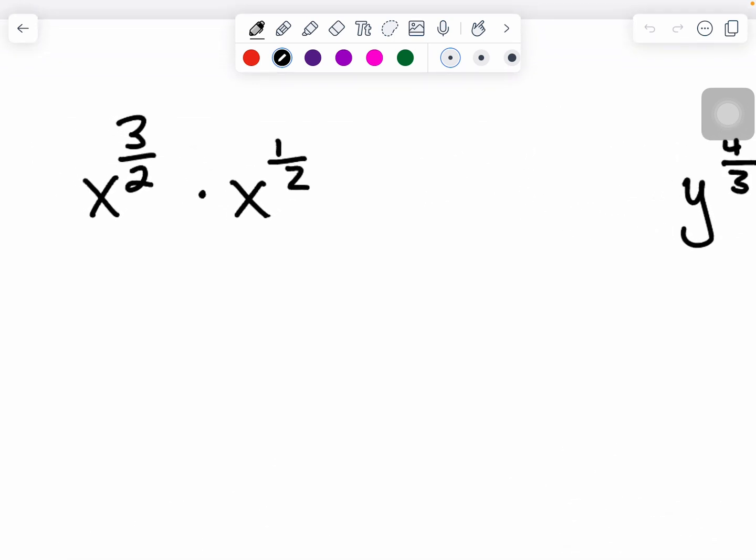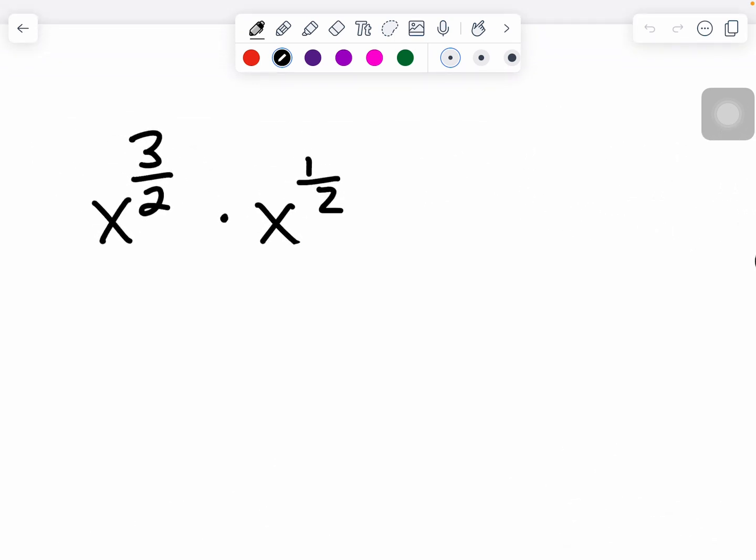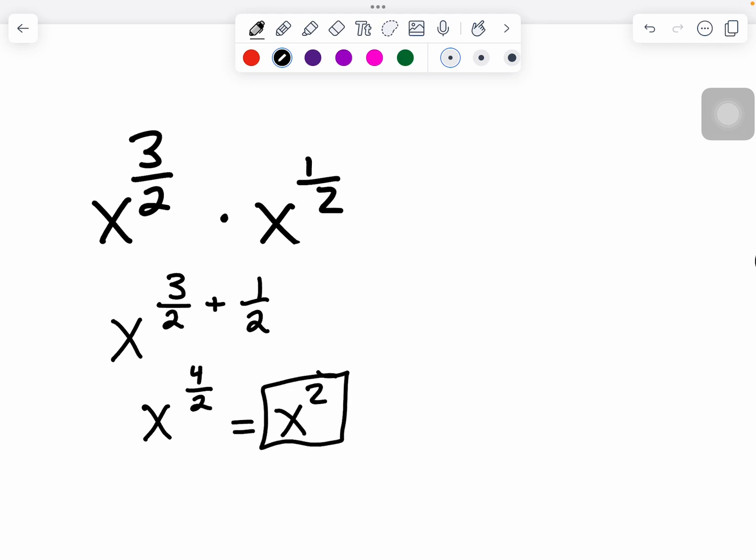So here we are multiplying our two bases, so we are going to end up adding our exponents. We have x to the 3 over 2 plus 1 over 2. So then that would just be x to the 4 over 2, which simplifies down to x squared. And that's, again, all we're doing here. All we're doing is applying these exponent rules to rational powers. Again, we multiplied these two bases, we add the two exponents.